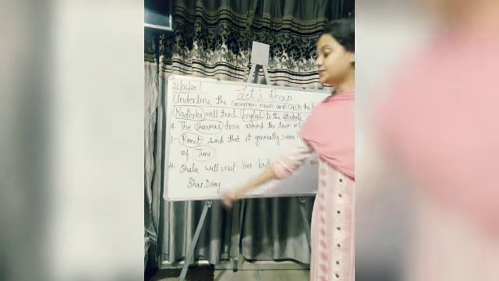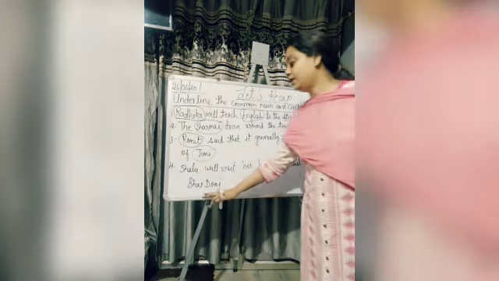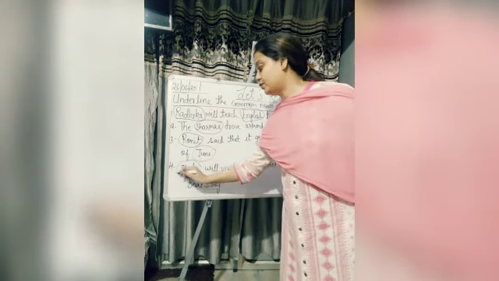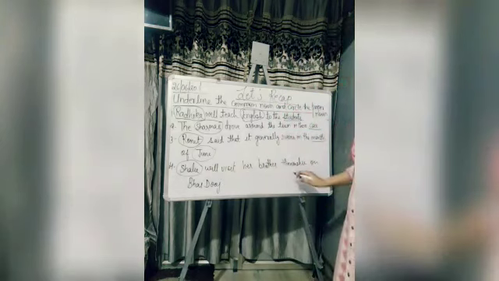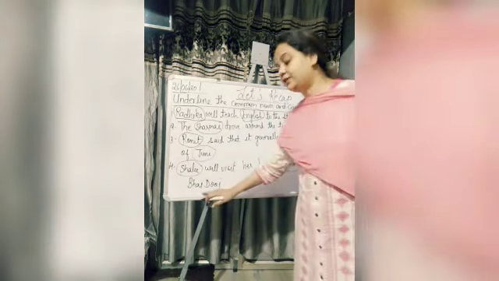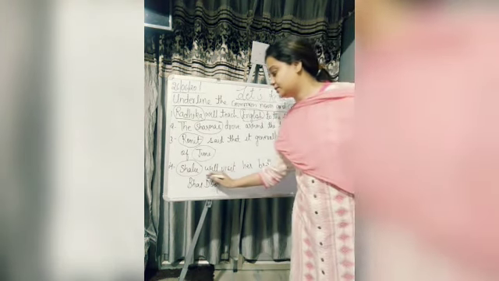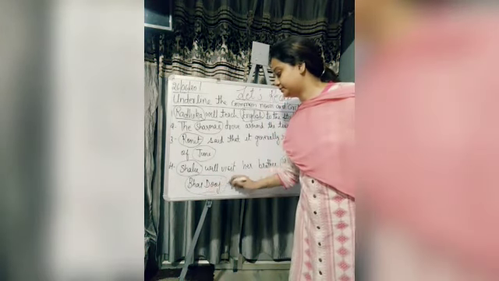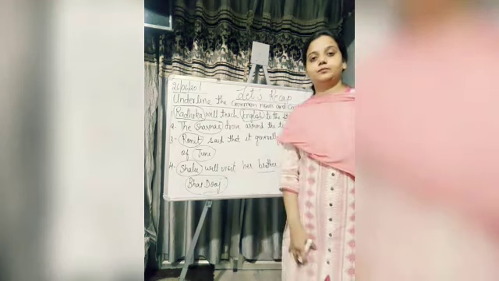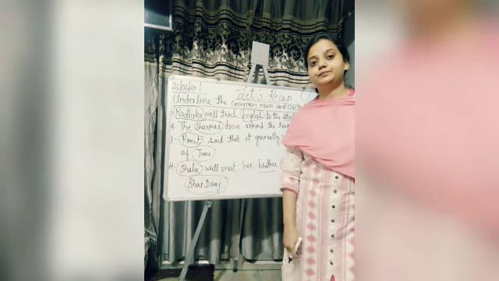Right? The last one is: Shalu will visit her brother Himanshu on Bhai Dooj. So Shalu is a proper noun. Himanshu is a proper noun. And Bhai Dooj is a festival, but a particular name is given to the festival, so it's a proper noun. Right? Brother over here is a common noun. I hope the proper and common nouns are more clear to all of you now.